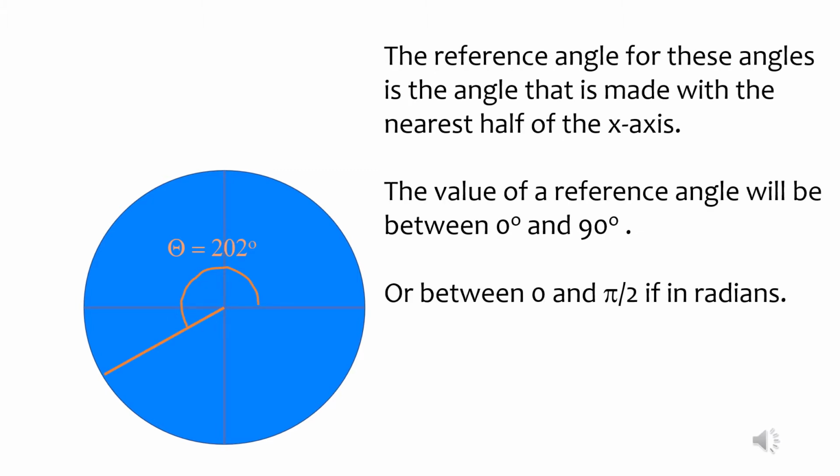For any angle greater than 90 degrees, or any negative angle, the reference angle is the angle that your original angle makes with the nearest half of the x-axis. Therefore, the value of a reference angle will be between 0 and 90 degrees, or again, if you're measuring in radians, between 0 and pi over 2.